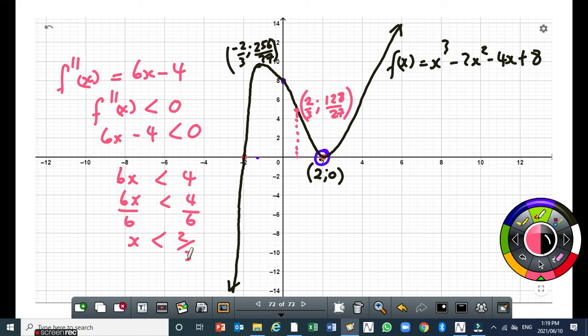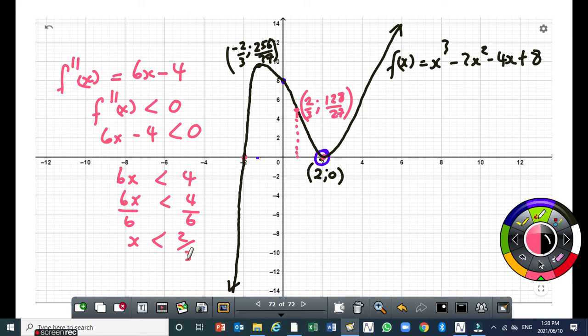This is by calculation, right? Can you pay attention, please? This is by calculation. You can also get it from the graph if you understand your graph. It is concave down to the left of the point of inflection, so all the values to the left of the point of inflection are less than 2 over 3.